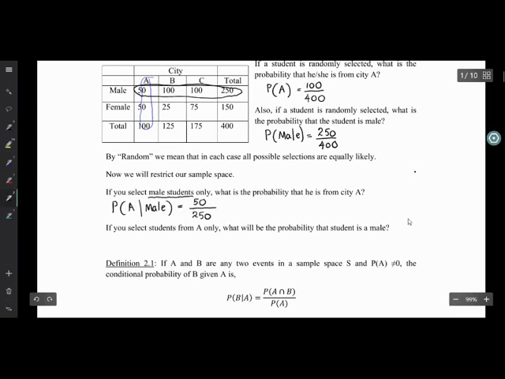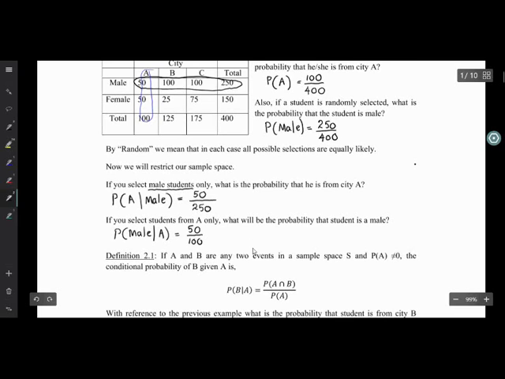How do we write this probability? The probability that the student is a male given that he came from city A. There are 100 students from city A. Among them there are 50 males. So this is the conditional probability of selecting a male student given that the person came from city A.